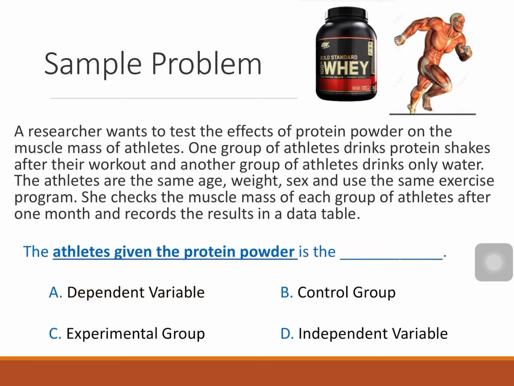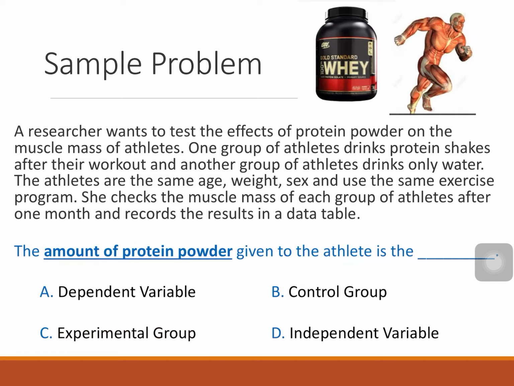Next question. The athletes given the protein powder is the what? Okay, so remember we have our individuals in here, so we have our athletes given the protein powder. And so if you guessed experimental group, you are correct. Okay, that's the group we're experimenting on.